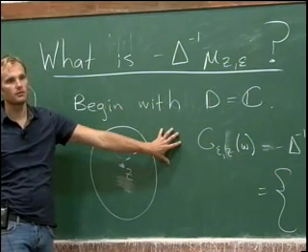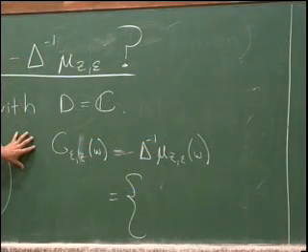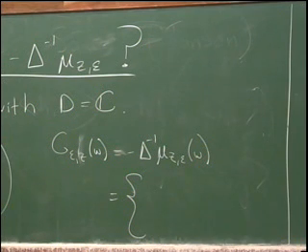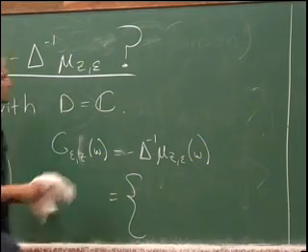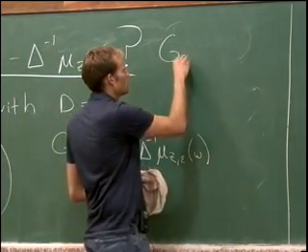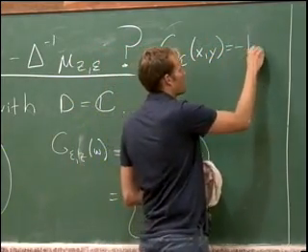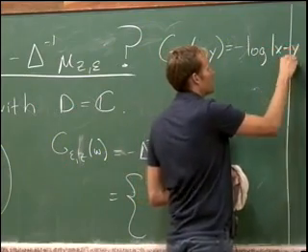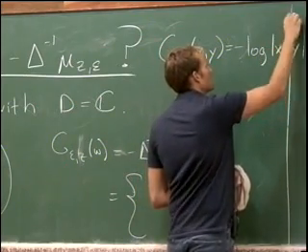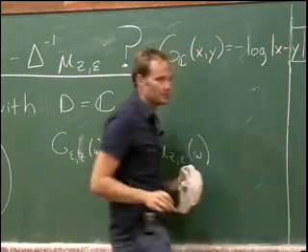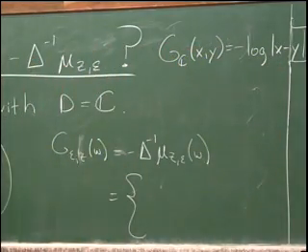Outside the circle, what's the potential? Well, one way you can do it, this is my favorite way, is to say first of all, what's the Green's function in 2 dimensions? The Green's function for the entire plane is just negative log of x minus y, up to some factors of 2 pi that we'll just forget about. So that's your Green's function in 2 dimensions.